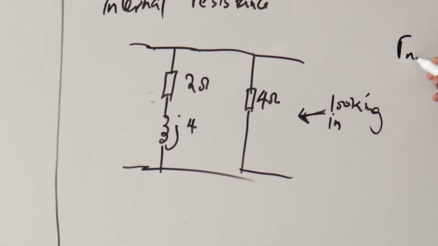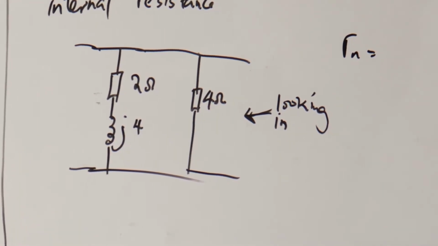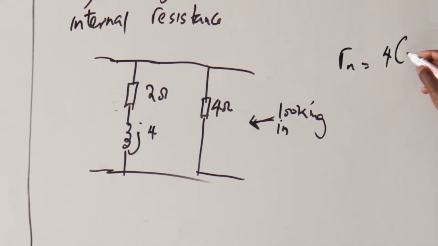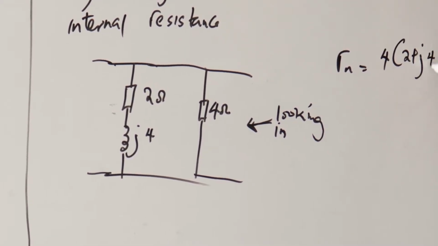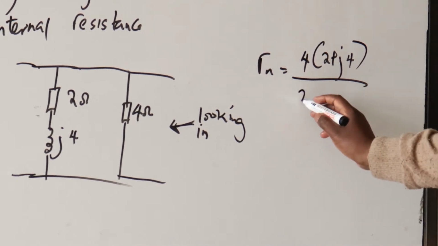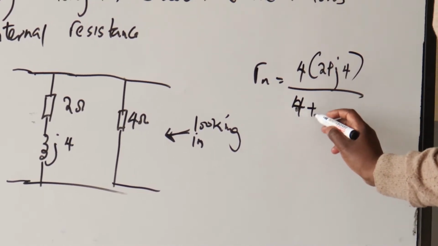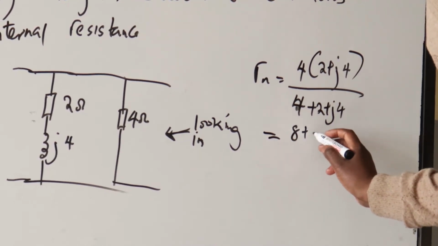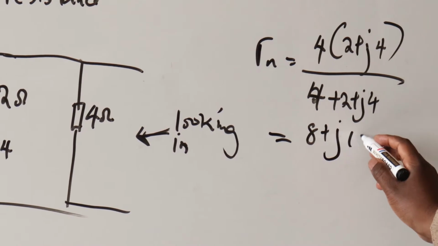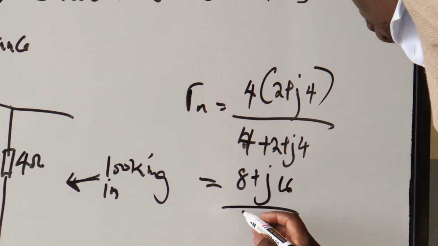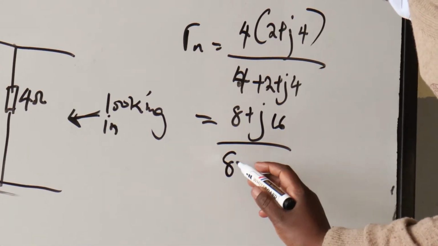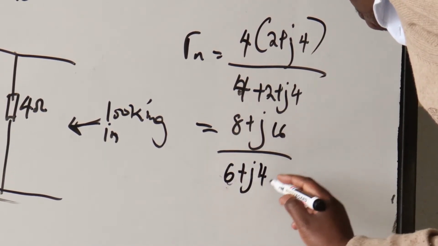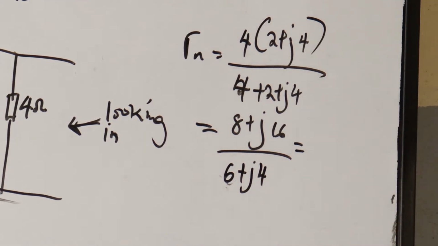Then Norton's internal resistance. The resistors here are in parallel. We shall have the product of 4 and 2 plus J4, over 4 plus 2 plus J4. We shall have this as 8 plus J16 over 6 plus J4, which is equivalent to, we change this into polar.